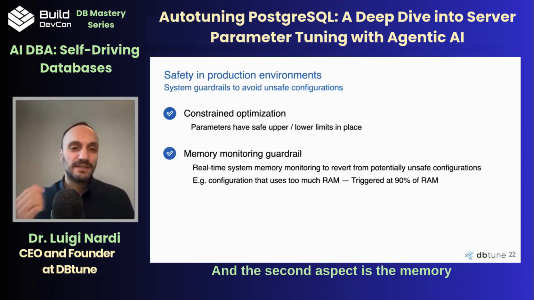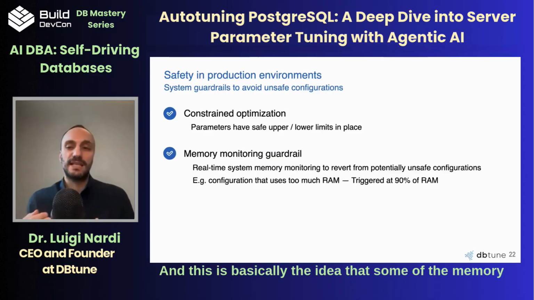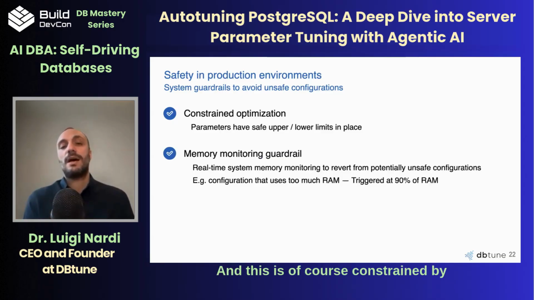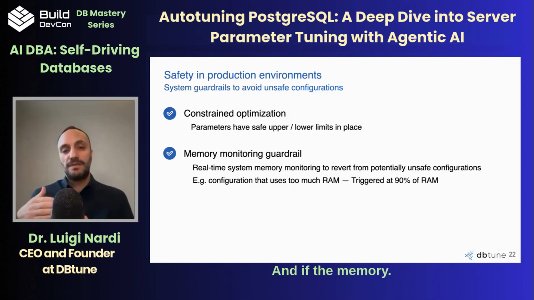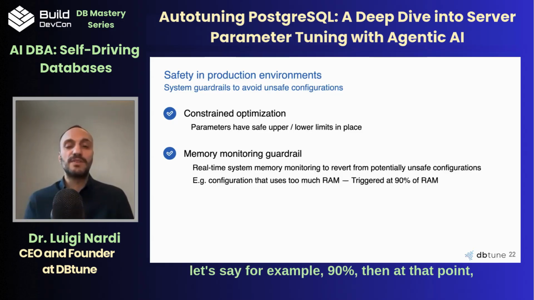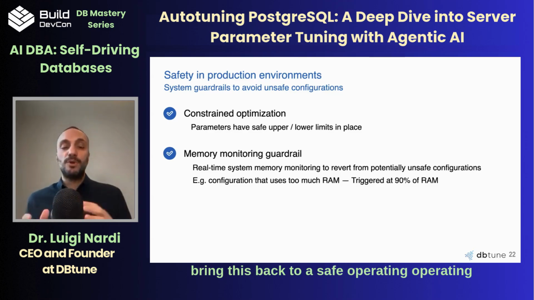The second aspect is the memory monitoring guardrails. This is basically the idea that some of the memory parameters may affect the memory usage. This is, of course, constrained by the first point, but also monitored in real time. And if the memory usage goes above a certain value, let's say 90%, then at that point the guardrails will take the lead and bring this back to a safe operating mode.